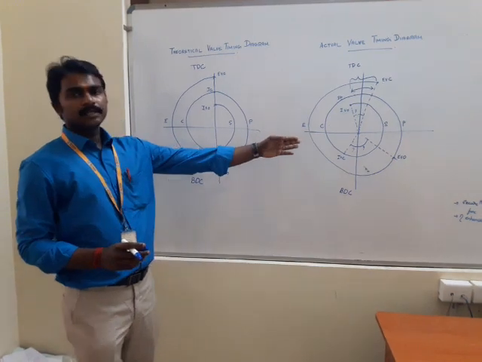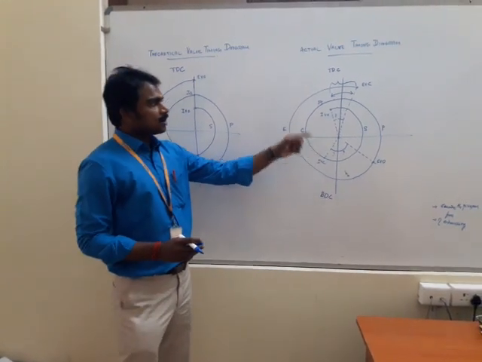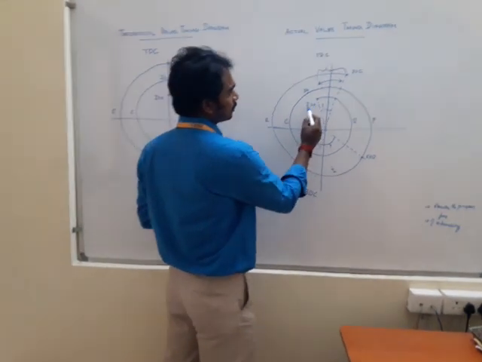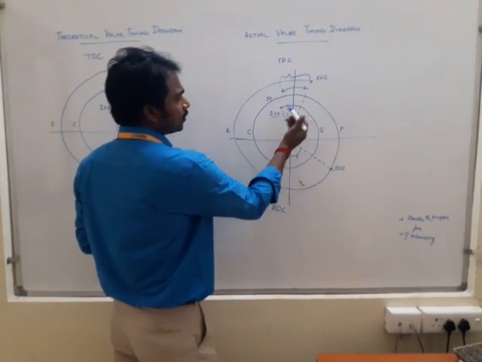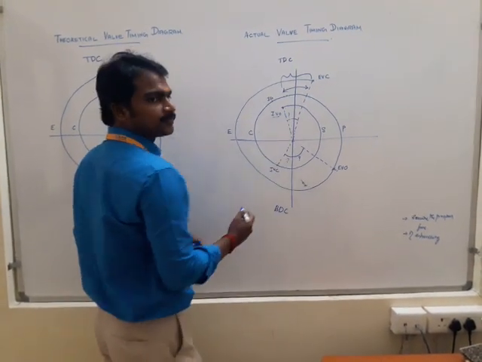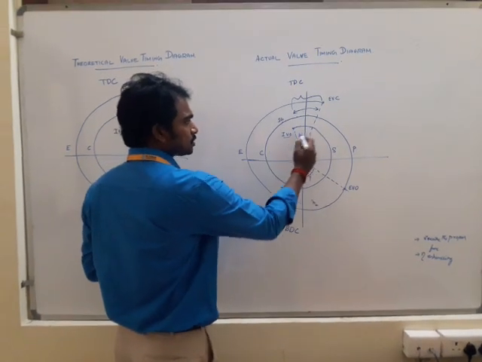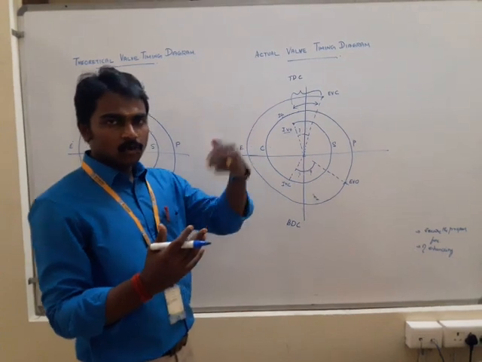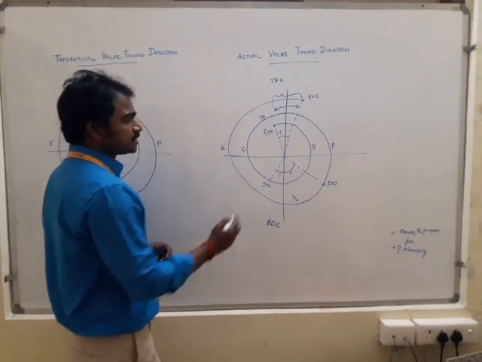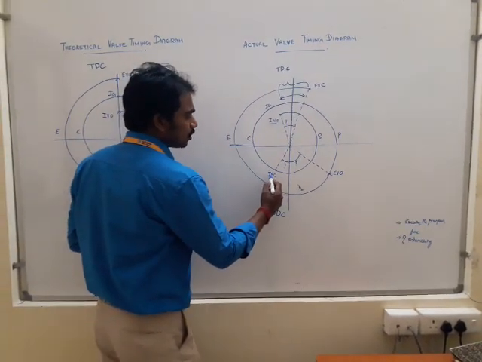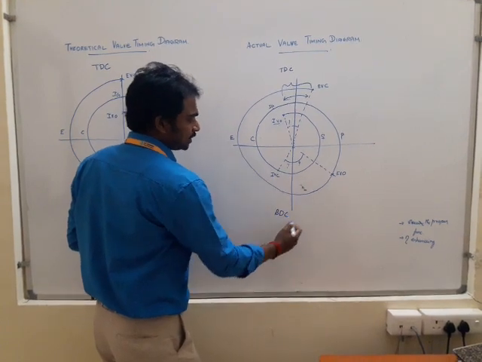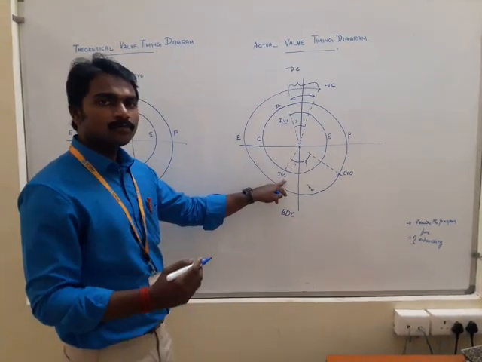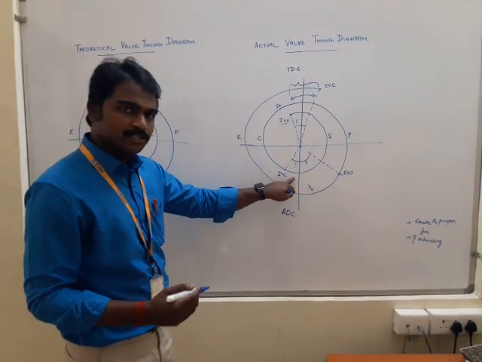This is the diagrammatic representation of the actual valve timing diagram. Here you can see the inlet valve opens before TDC. Why? Because at this point the maximum amount of air will enter our engine. Similarly, you can see the inlet valve closes after BDC. This is because, due to inertia, more air will enter the engine.